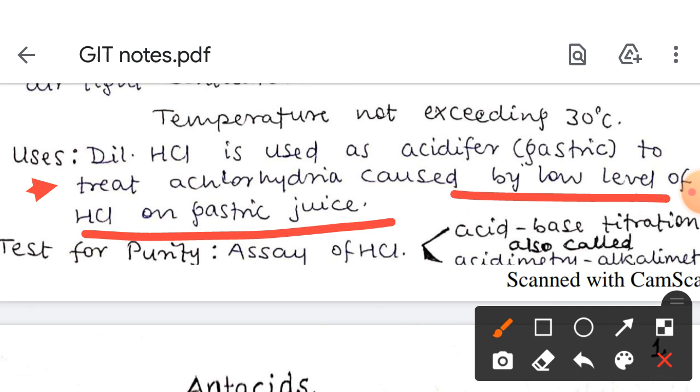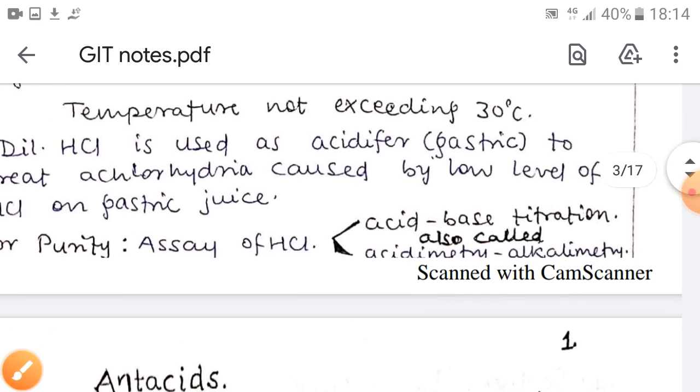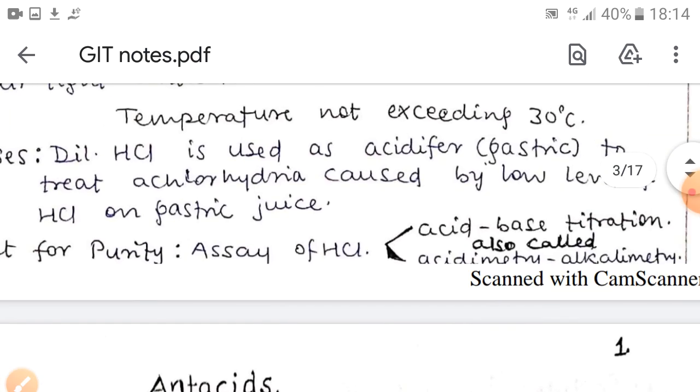Test for purity or assay of HCl is based on the acid base titration. So this is based on acid base titration. For the purity of hydrochloric acid, we perform the assay of hydrochloric acid in the lab.